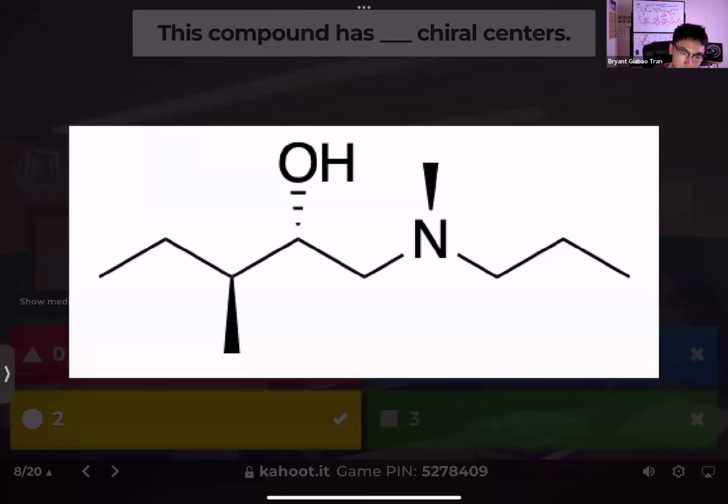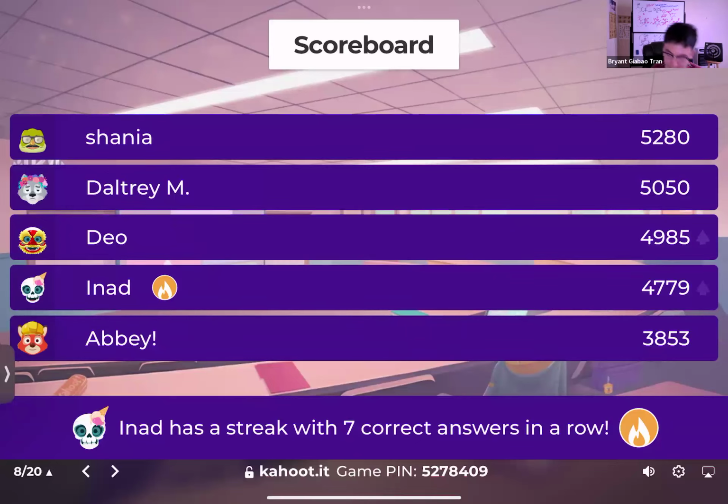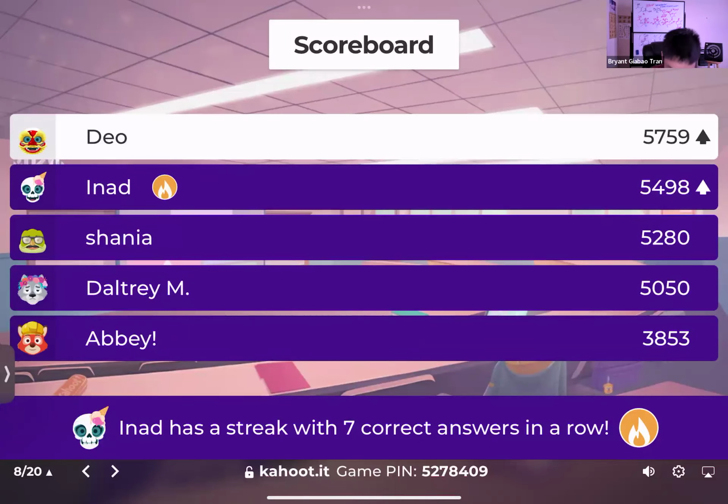The chiral centers would be only on carbons with 4 different groups attached to it, which is the one with the wedge and the dash. Alcohol. Right, not the dash on the nitrogen. The nitrogen is not considered a chiral center because it's not a carbon. Yeah, it's a non-carbon atom, heteroatom.